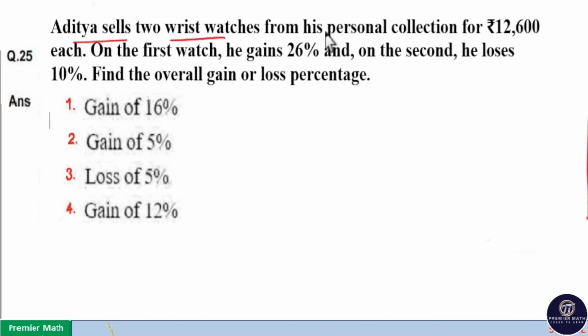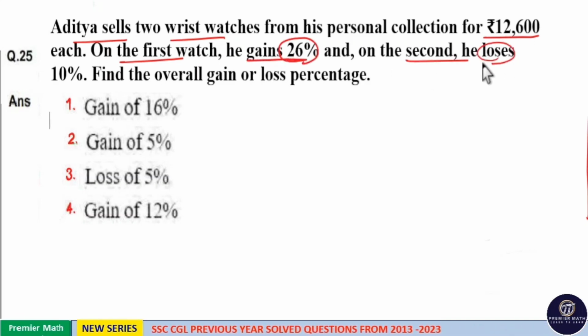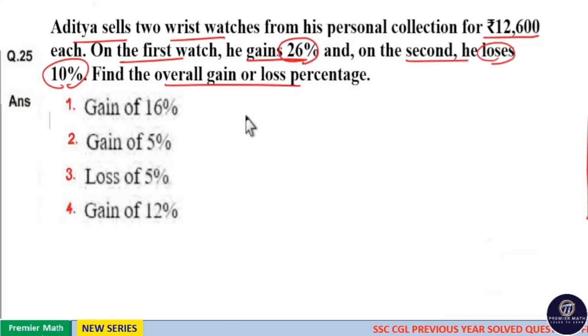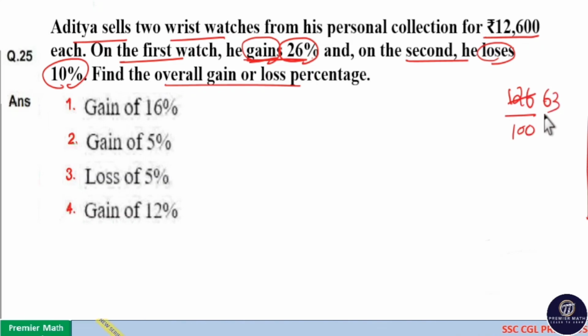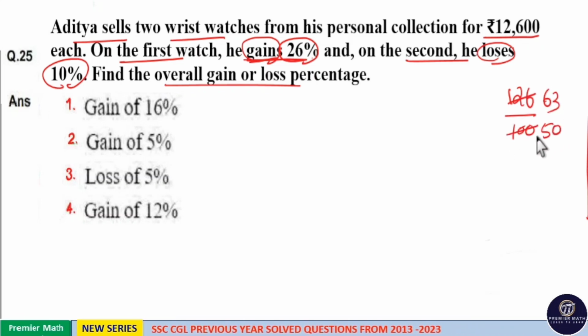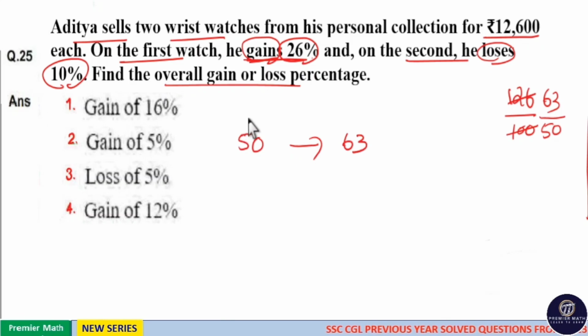Aditya sells 2 wristwatches from his personal collection for rupees 12,600 each. On the first watch, he gains 26% and on the second, he loses 10%. Find the overall gain or loss percentage. Here on the first, he gains 26% means gain is equal to profit. Profit 26% means 100 plus 26, 126%. Which means 2 goes 63 times in 126, 2 goes 50 times in 100. That is, if 50 part is the cost price, then 63 is the selling price.